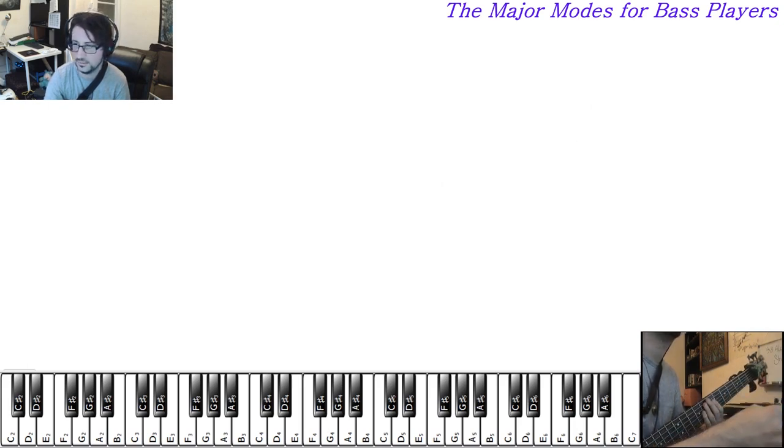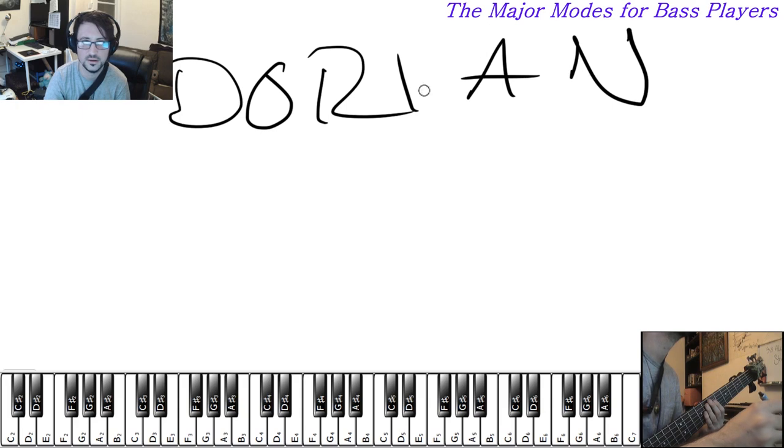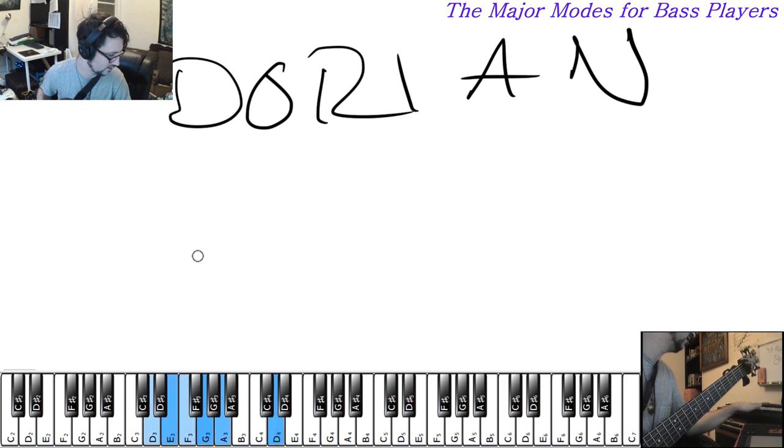And the second mode we're going to look at of the major scale is known as Dorian. And that goes like this. So if we're in the key of C major, you would start on the 2nd note of the C major scale. So that's your range of notes there.